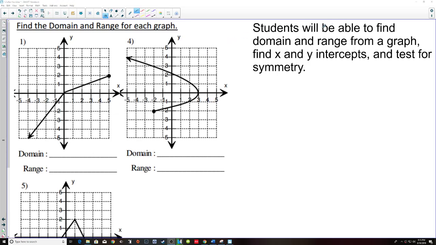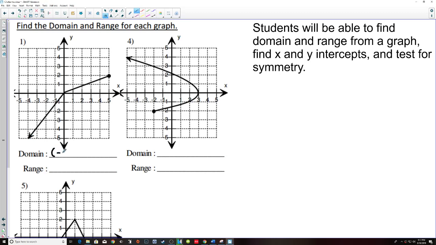Students will be able to find domain and range from a graph, find x and y intercepts, and test for symmetry. Find the domain and range of each graph. Oh, the domain is what x values are being used to graph this function. And all the values, now think about not just going down, but the graph is certainly going down and to the left. But this arrow means that this will go down and to the left forever.